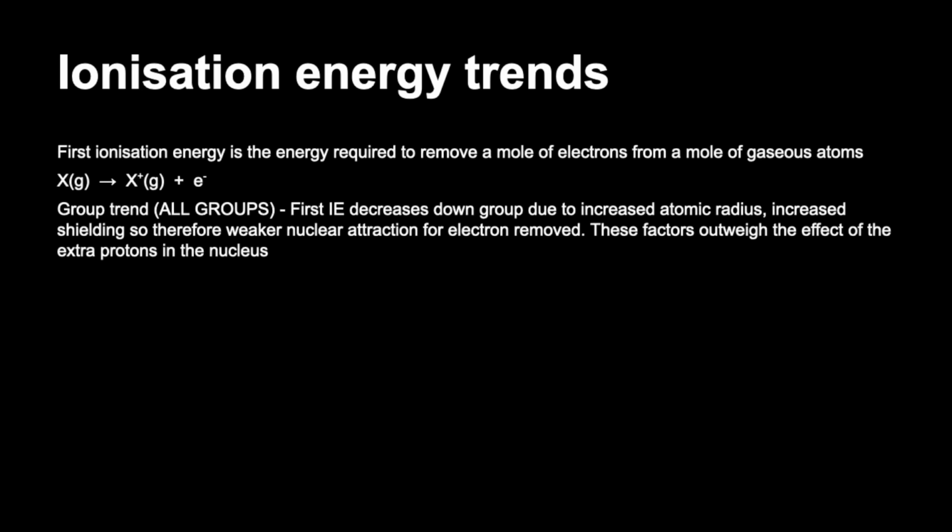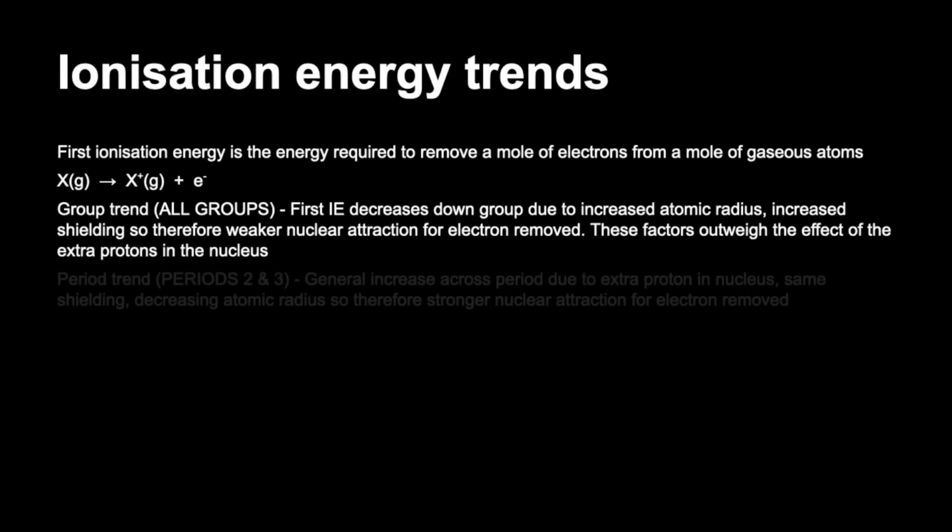Group trend, so this is applicable to all groups. First ionization energy decreases down the group due to an increasing atomic radius and an increase in shielding, so therefore weaker nuclear attraction for that outer electron that's removed. And even though there's more protons in the nucleus as you go down a group, the factors above outweigh the effect of the extra proton in the nucleus.